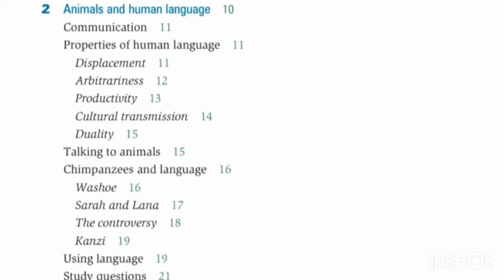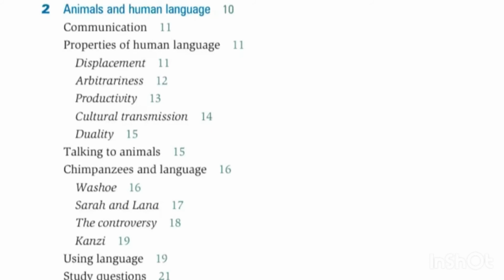The next point we have is Washoe. It is another experiment that was conducted by Beatrix and Allen Gardner, and they kept a chimpanzee named Washoe. After 3 years, this chimpanzee was able to produce more than 100 words, but through sign language. This chimpanzee was trained to use sign language, and it was also able to produce words such as food and drink.